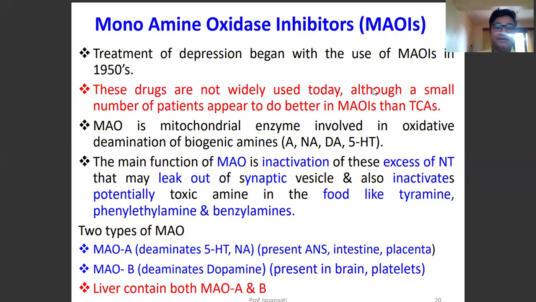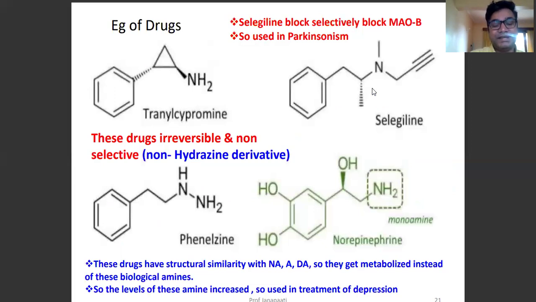Next one is monoamine oxidase inhibitors. So what do these drugs do? Drugs are chemicals, and whichever has an amine in its structure gets metabolized. Monoamine oxidase is an enzyme.